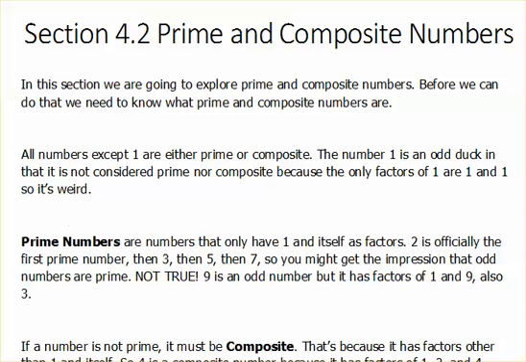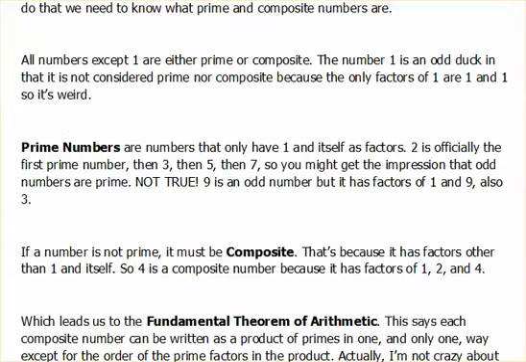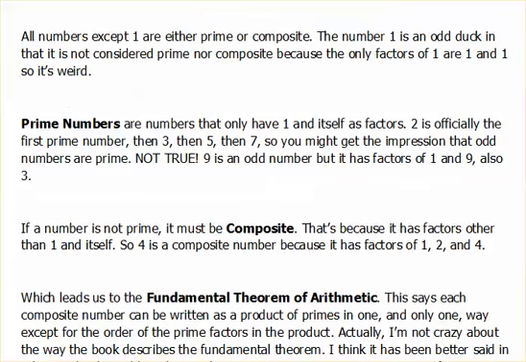Okay, so if a number is not prime, we consider it to be composite. And that means that it has factors other than 1 and itself. So the number 4 would be considered a composite number because it has factors of 1 times 4 and 2 times 2. So its factors would be 1, 2, and 4.